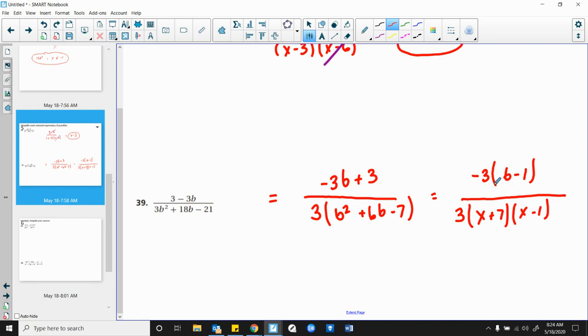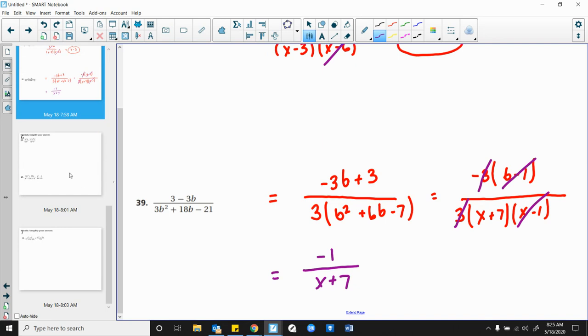And then you can see here now, some things are going to happen. B minus 1 and b minus 1 are going to cancel. Okay, these 3's are also going to cancel, but the negative is still going to be there. Okay, so on the top, all I have left right now is this negative, so that's going to be a negative 1. And all I have left on the bottom is b plus 7. Okay?